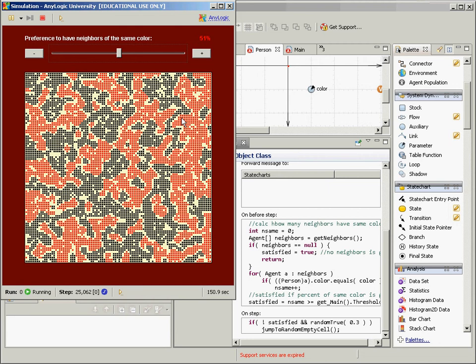But let's be clear about this. One of the things is, if less than 50% around them are the same color, they're likely to move. If more than 50% of the people around them are the same color, they're not going to be likely to move. They're going to be satisfied.